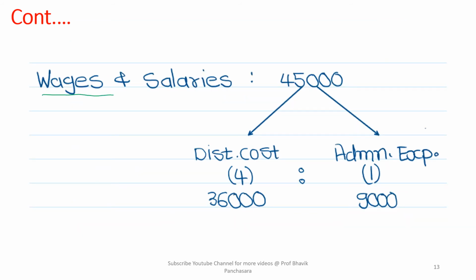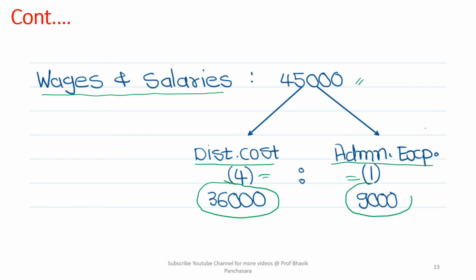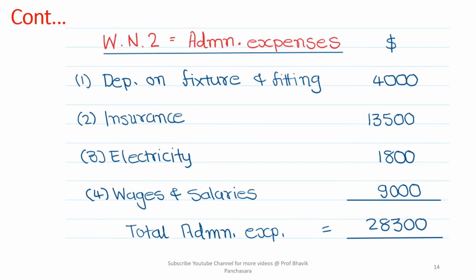Last portion is wages and salaries. Wages and salaries are 45,000. Now as per the information given, we are going to split between distribution cost and admin expenses in the ratio of 4:1. So we are going to distribute 45,000 in the ratio of 4:1. So in distribution cost the amount goes 36,000, and in admin expenses the amount of wages and salaries goes 9,000.